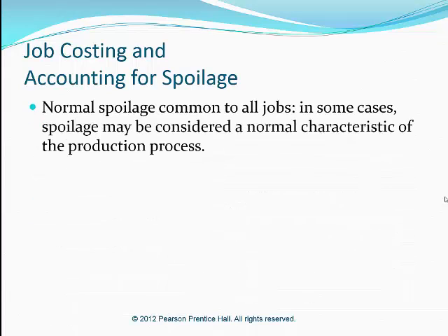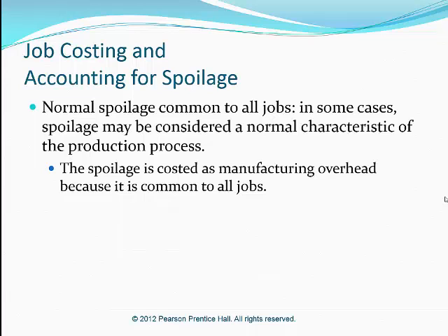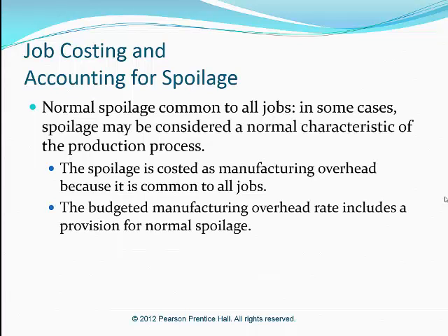If we have normal spoilage that's inherent in our job processing and it's common to all the jobs, then we are going to put that into manufacturing overhead and allocate it to all the jobs. When we do our budgeting process, we are going to make some calculations in regards to what we think our normal spoilage will be over our time frame common to all jobs, and we would include that number in our manufacturing overhead estimate for the year, and it will be included in our allocation throughout the period.